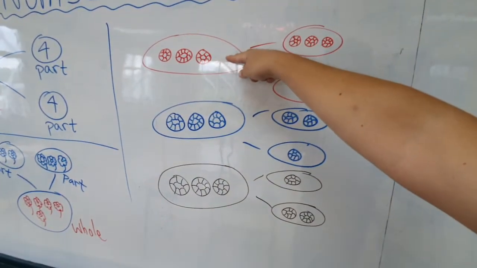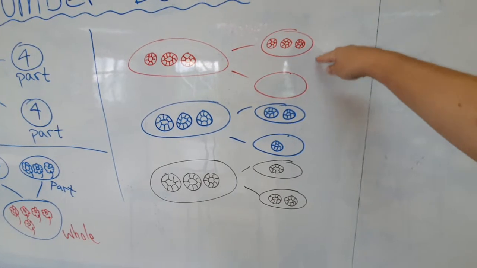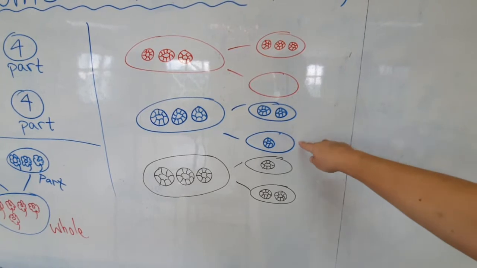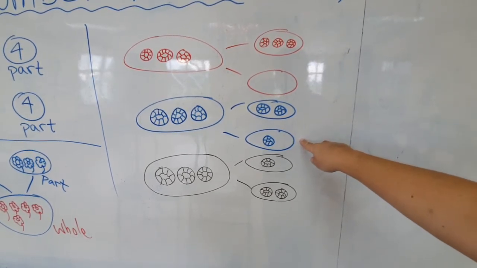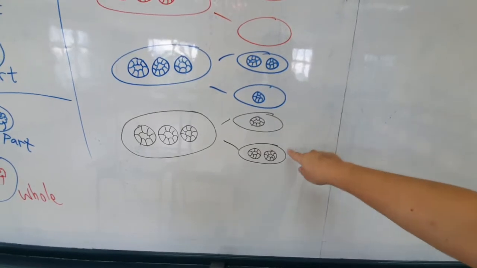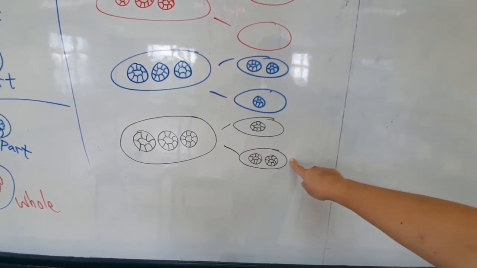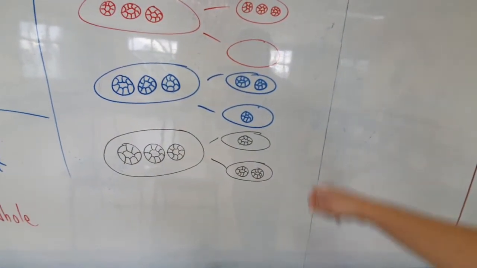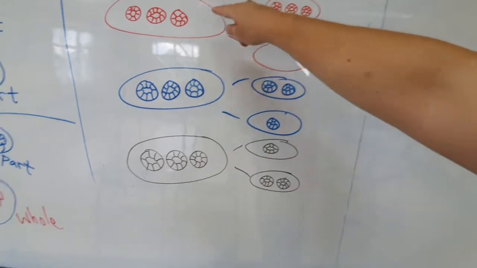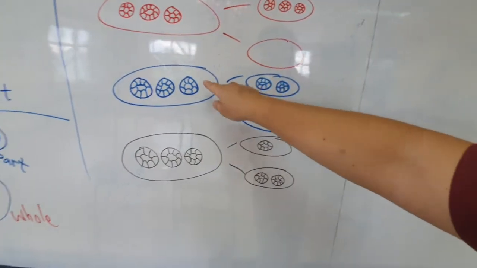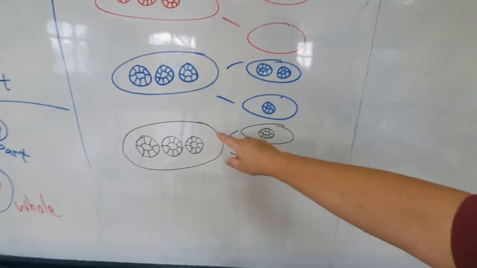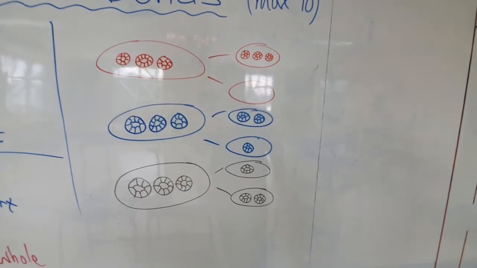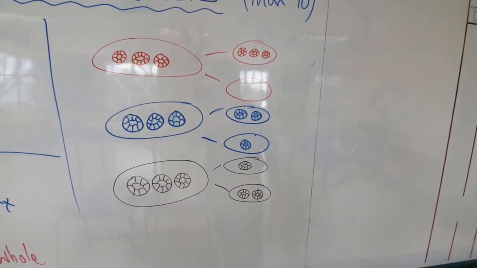If the whole, the total is 3, then you can write 3 and 0. That's correct. Or you can write 2 and 1. That is also correct. And you can write 1 and 2. That is also correct. So all of these 3 answers are correct. These 2 parts equal 3. These 2 parts equal 3. And these 2 parts equal 3. So it's all correct, just different ways of writing the number of parts. Okay?